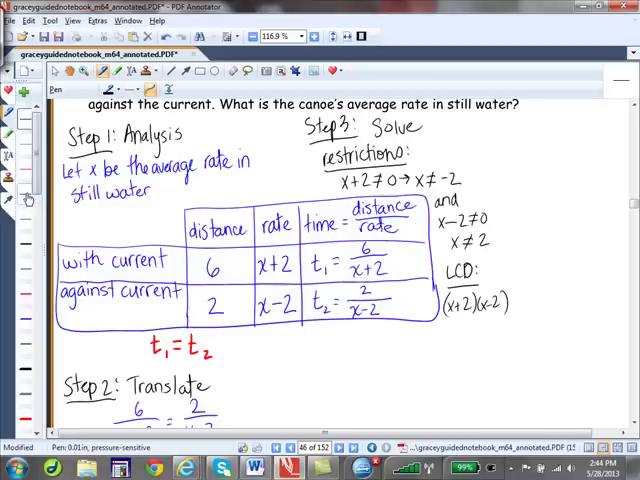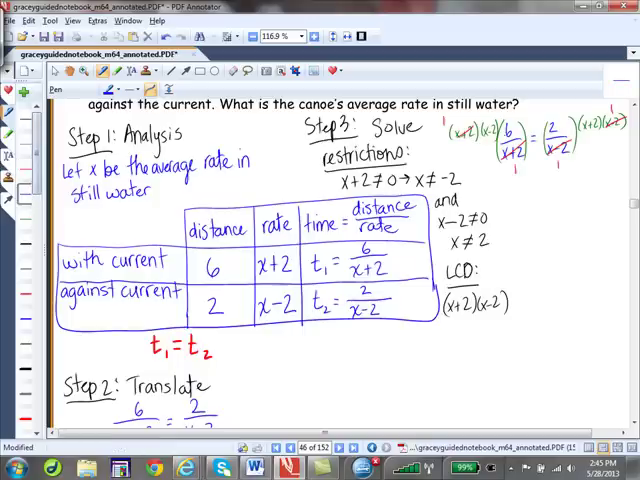So now, when we start solving, we will have 6 over x plus 2 equal to 2 over x minus 2. Multiplying both sides by the LCD, that was x plus 2 times x minus 2. So notice that the x plus 2's will divide out on the left side. On the right side, the x minus 2's will divide out.